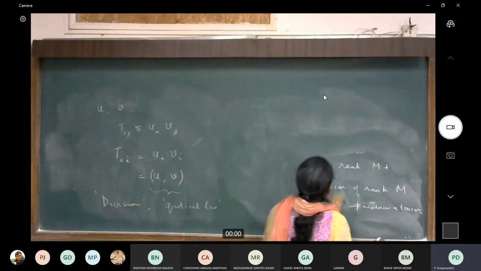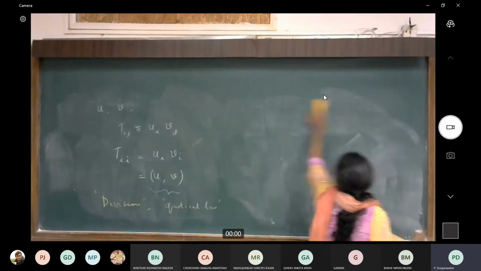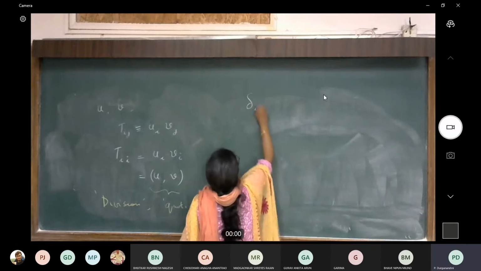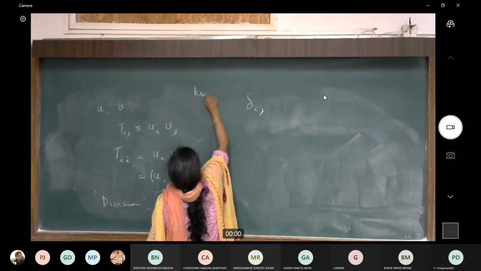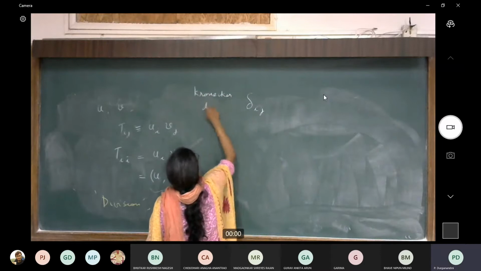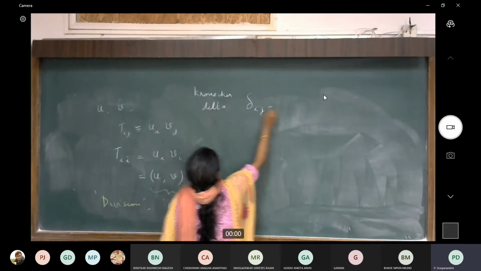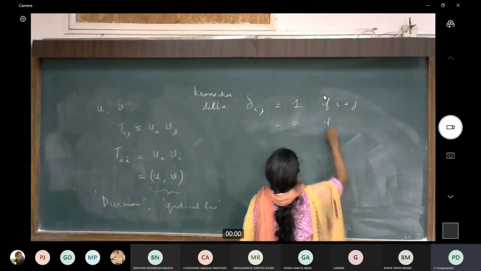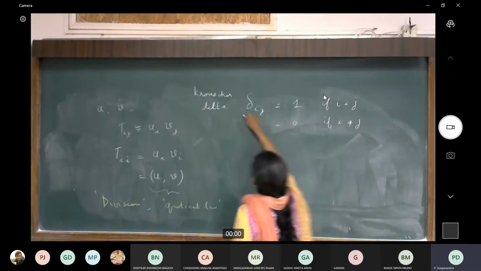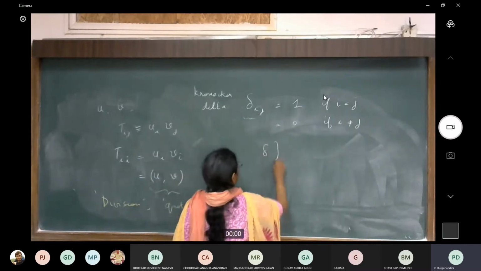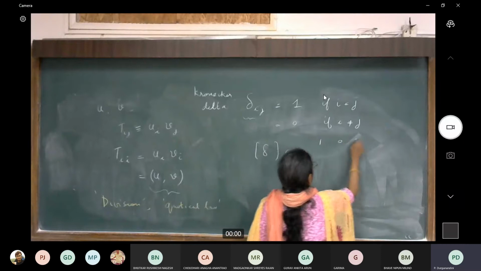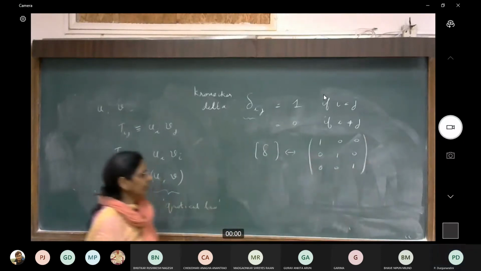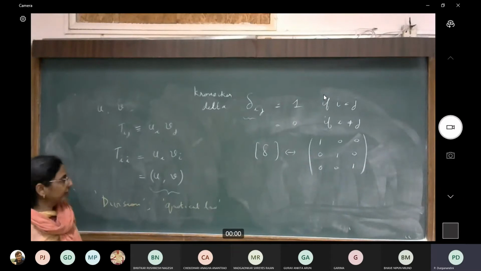Instead, now I'm going to consider some special tensors. See, we're talking of this quantity delta_ij, the Kronecker delta. So this is defined as 1 if i equals j, and equal to 0 if i not equal to j. Now this is a set of 9 objects. So the matrix is simply the identity matrix, nothing more than that.